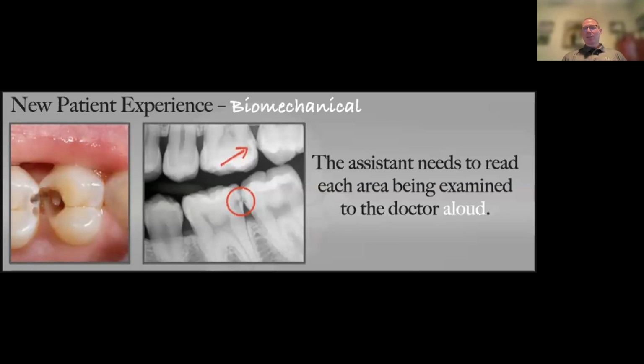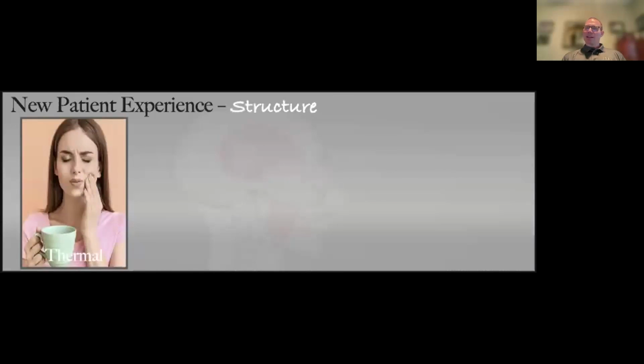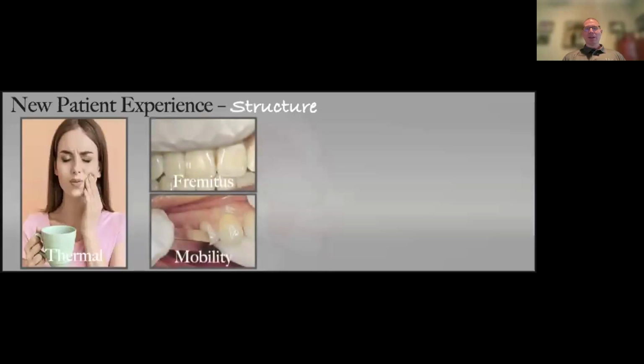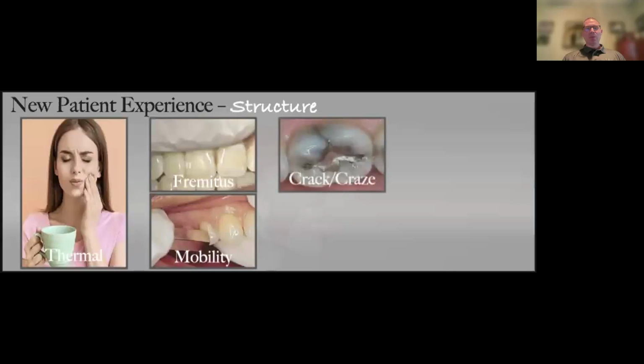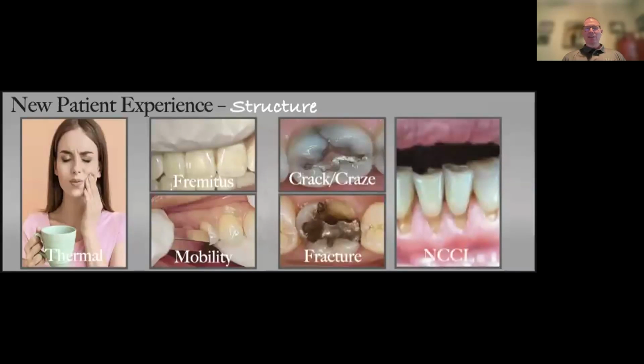But we also want to look through structure. And also not only breakdown of the teeth, but is there some type of signs that could lead to breakdown? Do we have any sensitivity to hot or cold? Is there fremitus? Is there mobility in the teeth? Do we look at craze lines and take an intraoral photo of the craze lines? Do we see any fractures and non-carious cervical lesions, and the risks associated with those and how they could affect their teeth in the future?